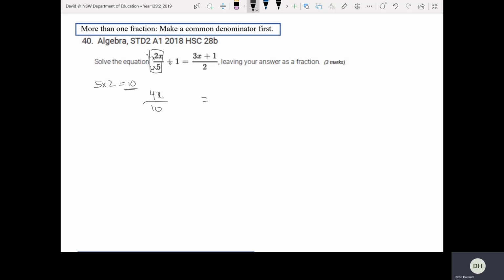Okay, for this +1, I want it to be over 10. To make that over 10, well, at the moment it's over 1. We need to times top and bottom by 10. So that'll be 10 over 10. It's the same as 1. And then this bit here, to make it 10 we need to times by 5. Because there's two terms there that I'm timesing, I'll put in brackets. So 5 bracket 3x plus 1 over 10. Okay, now because these fractions here both have the same denominator, you can add the numerators and leave the denominator. Okay.